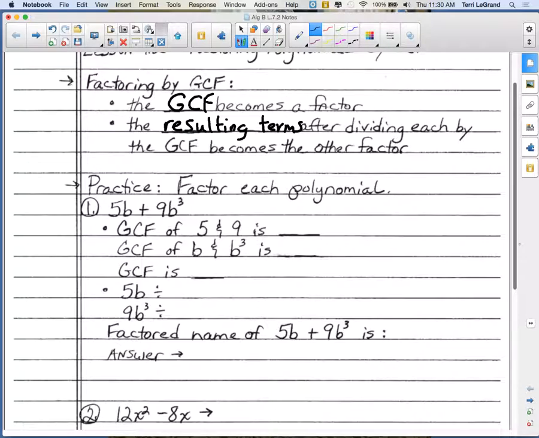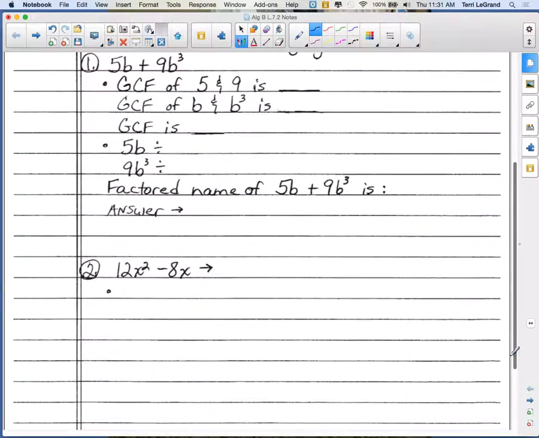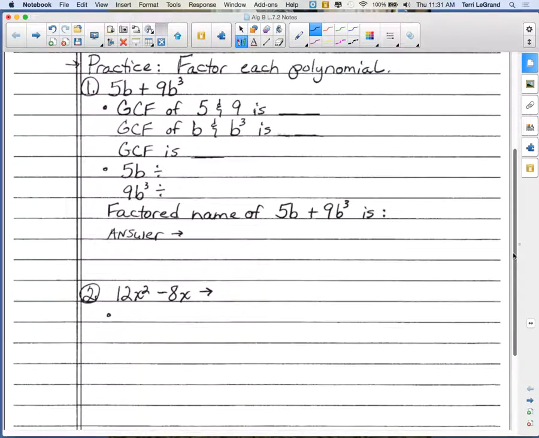Okay, remember what I said factoring is? It's unmultiplying. It's getting it back to what it looked like before it was multiplied out. So in number 1, when we factor this polynomial 5b plus 9b cubed, that is the result of a multiplication problem. So we have to figure out what multiplication problem it came from.